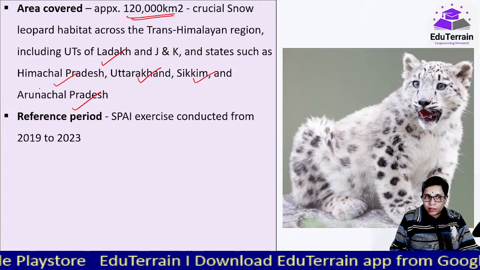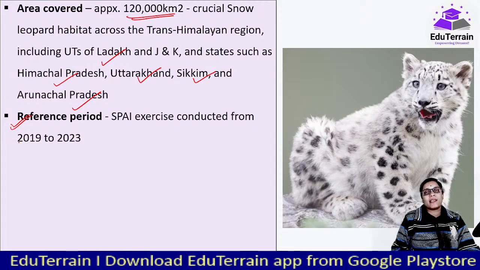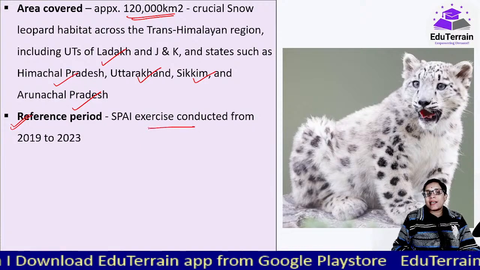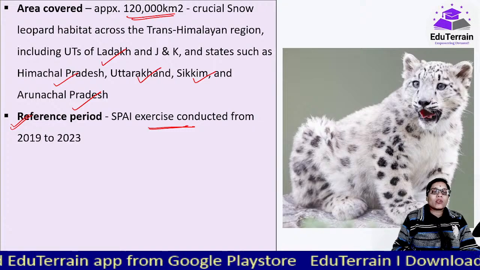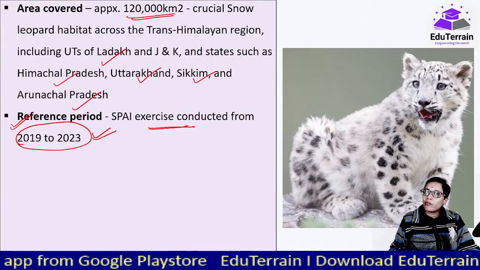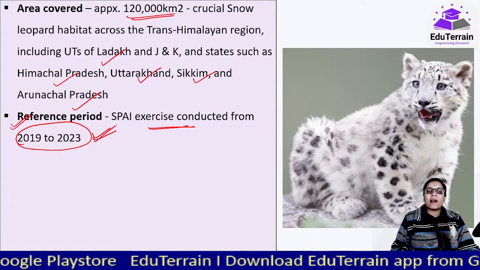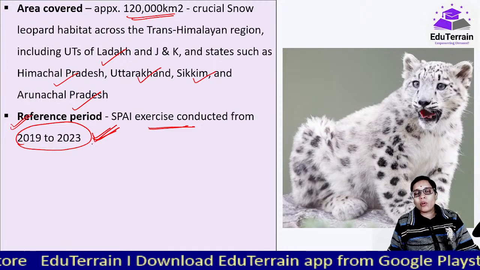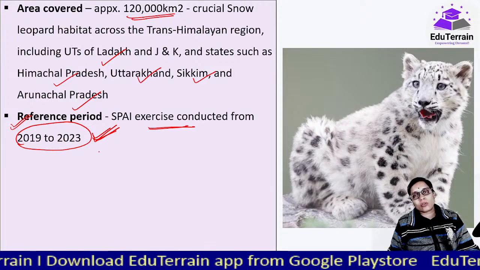So coming to our next important point that we have to look at for this report, its reference period, during which they have done this. As I've said, this snow leopard population assessment of India was conducted between 2019 and 2020. The foundation for it was laid in 2019 itself, and since then they have been doing it till 2023. They prepared the report, recommendations, etc., and released it on 30th January 2024.